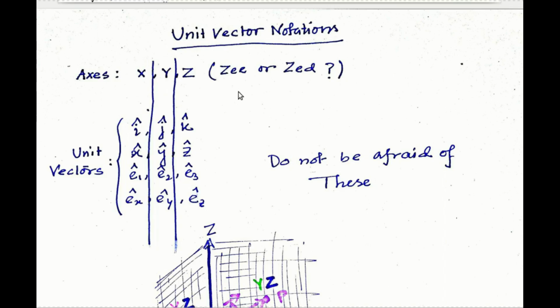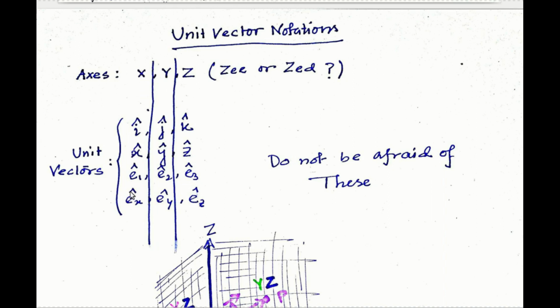Today we will learn the topic, the unit vector notations. So we have the three axes: x axis, y axis and z axis. Z or zed, they are the same. They denote the z axis. Basically the same thing.